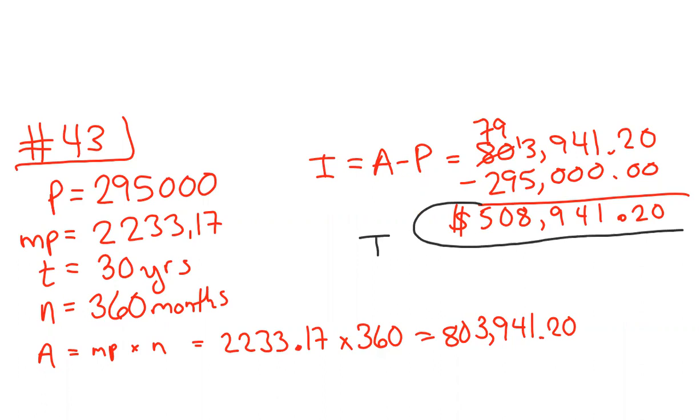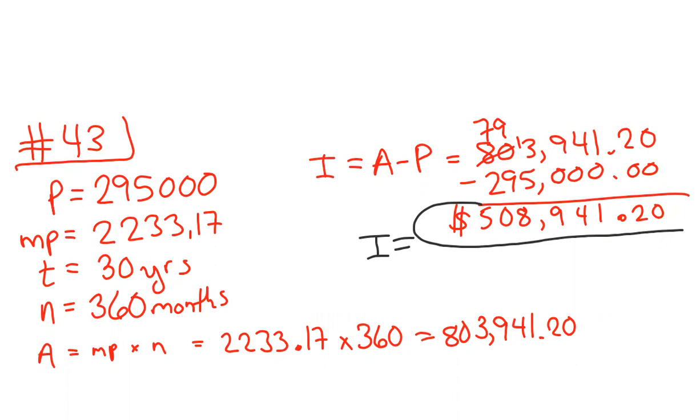So the interest that they're charging us is $508,941.20, right? Ooh wee. All right. And the last couple of problems, right? We've got number 27 and number 29.